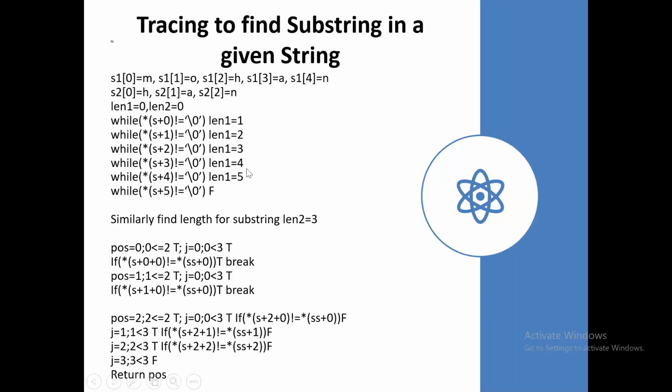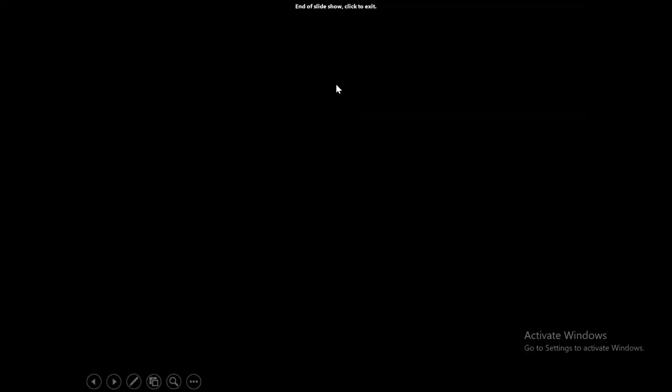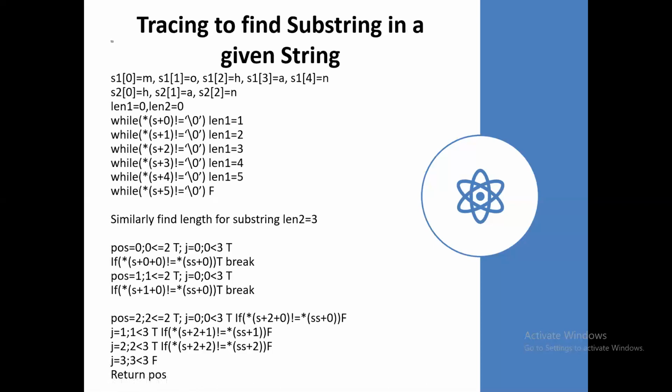Now while s plus length 1, that is 1, this is pointing to o, not equal to the null character, length 1 is 2. Then h not equal to the null character, length 1 is 3. A not equal to the null character, length 1 is 4. N not equal to the null character, length 1 is 5. While s1 of 5, this is pointing to the null character, null character not equal to null character, here you are checking, that's why the condition is false.